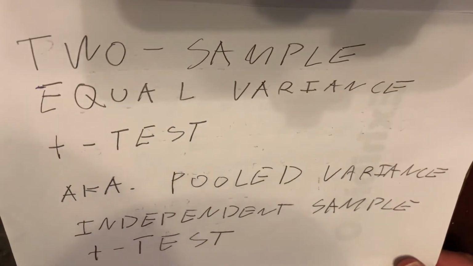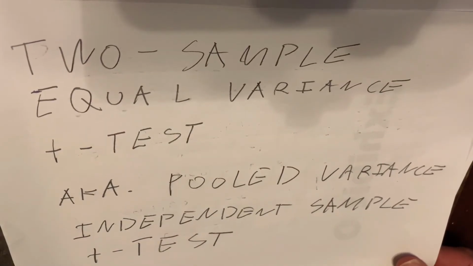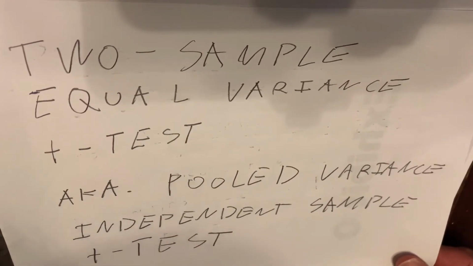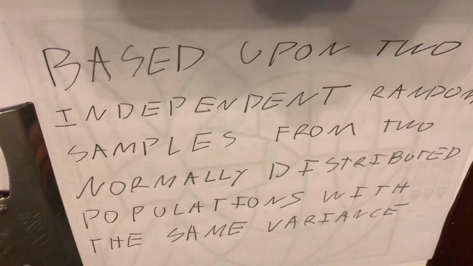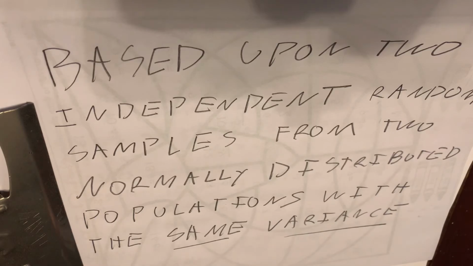We could use a p-value. We could do it by comparing it to a critical value, but confidence intervals are actually really nice ways to go. So this test is based upon two independent random samples from two normally or approximately normally distributed populations, and importantly, with the same variance. If the assumption of equal variance is not held, then you'll have to do a different kind of test, which is called the unequal variance t-test.